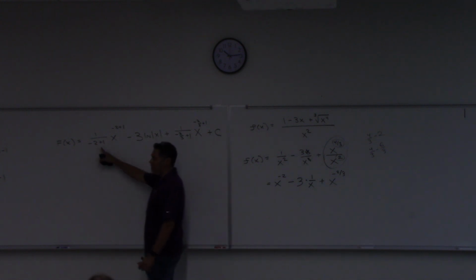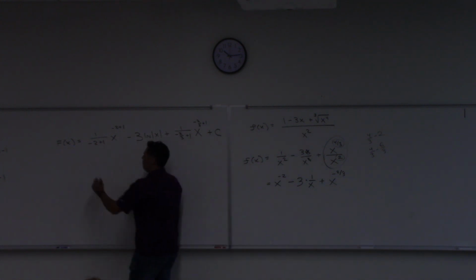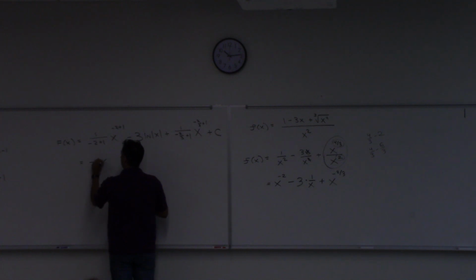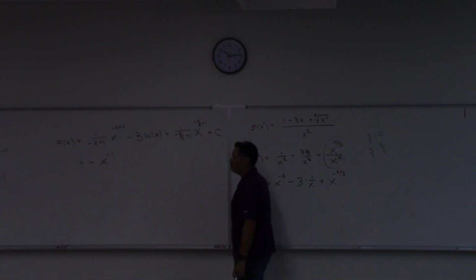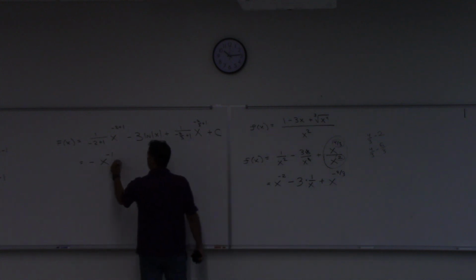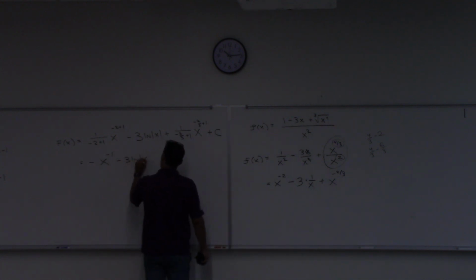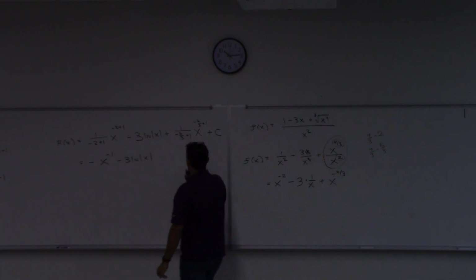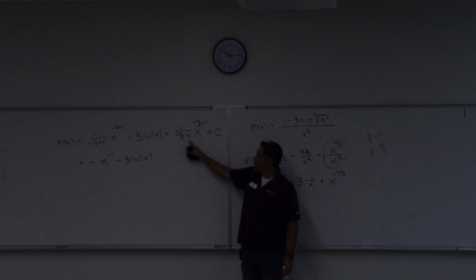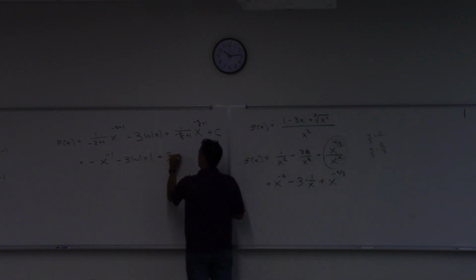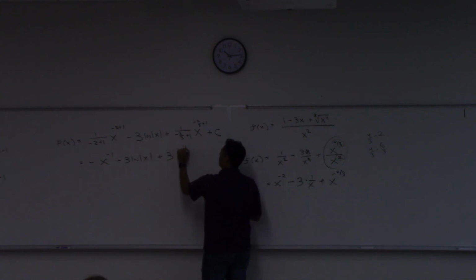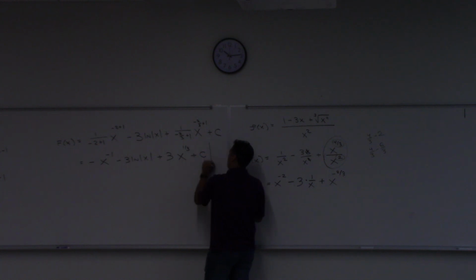What's this turn out to be? Negative 1. So this is just negative x to the negative 1. That's what that is. And then this one is just minus 3 natural log absolute value x. And let me see. Put those together. I get 1/3 when I put those together. And then 1 over 1/3 is 3. So I get plus 3 x to the 1/3 plus c.